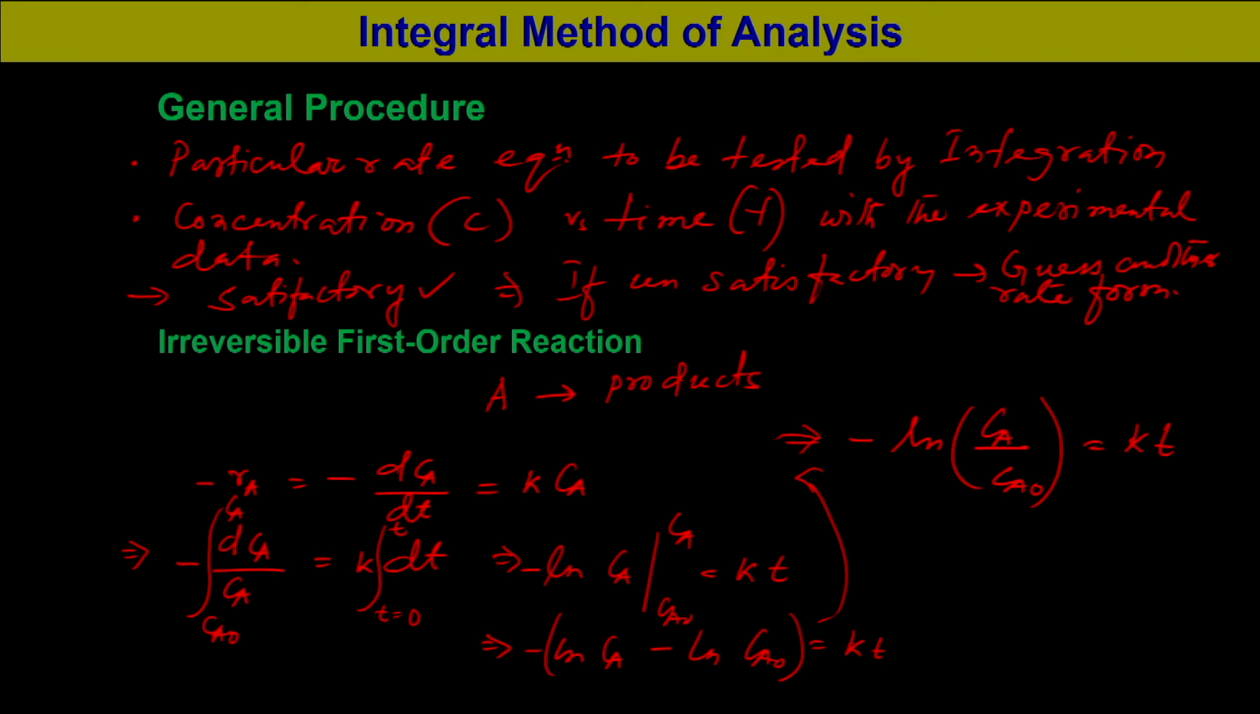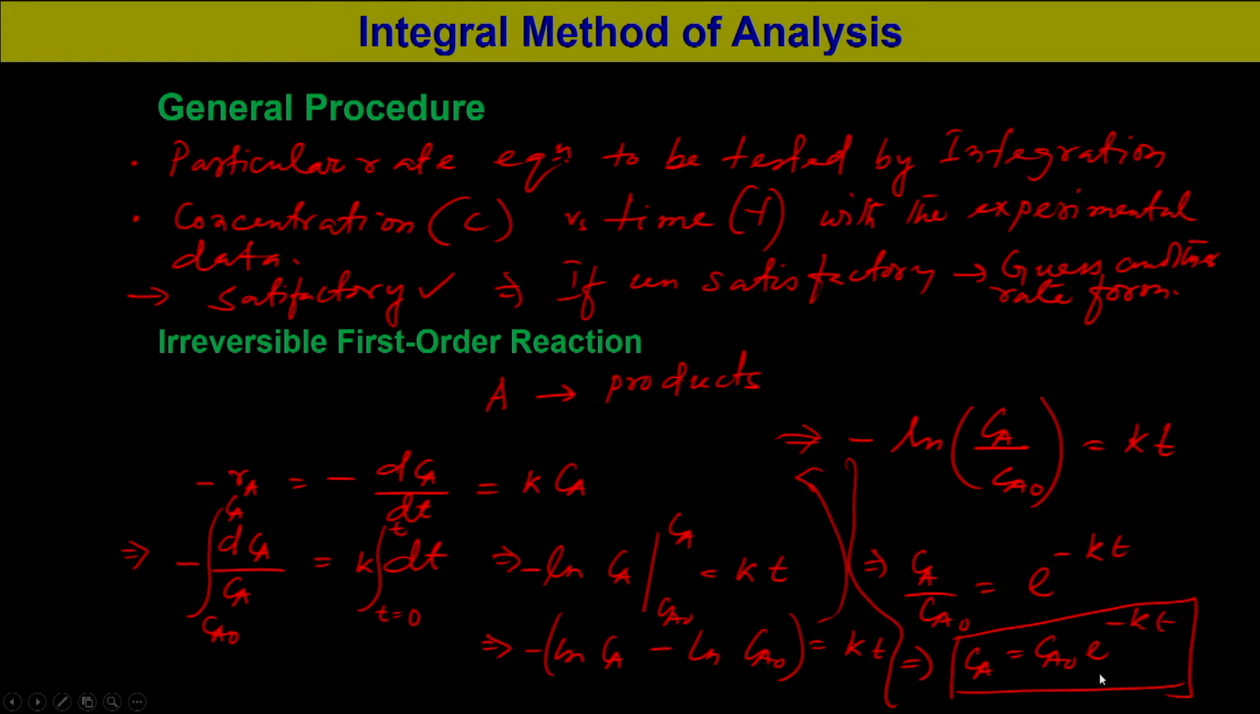So, this is in terms of the concentration profile. We can also write C A by C A naught would be e to the power minus k t. We can write C A would be equal to C A naught e to the power minus k t. So, this is the concentration profile for a first order reaction.